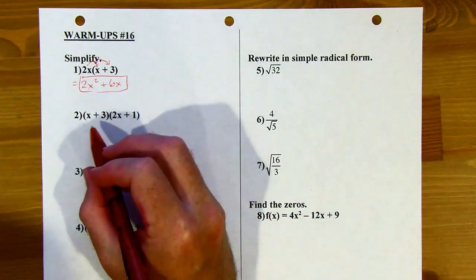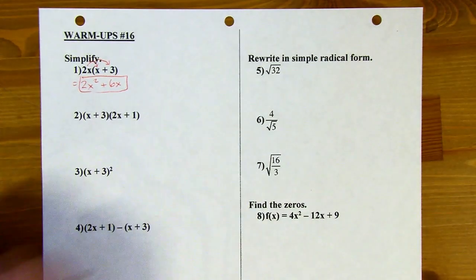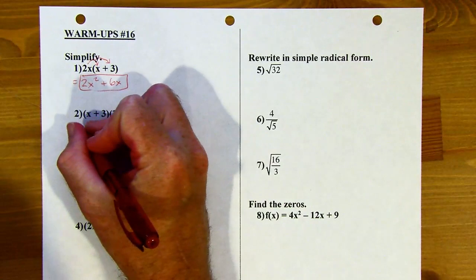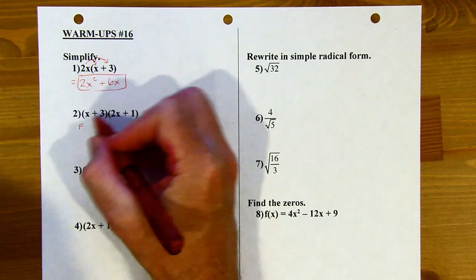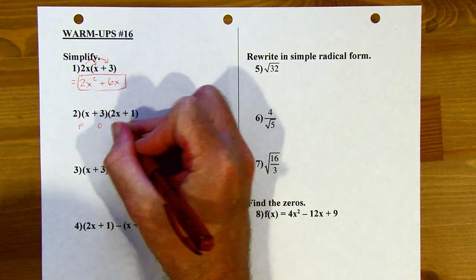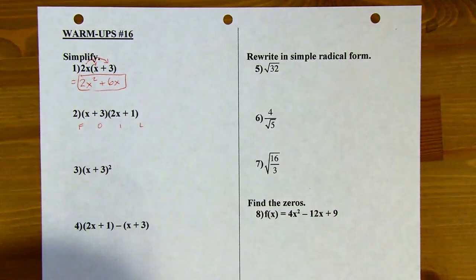Okay, next up, I've got here two binomials that are multiplied together. So I'm going to use FOIL. You could distribute the x, then distribute the 3. And that's really what we're doing when we're foiling. It's just a way to keep track of the different pieces.